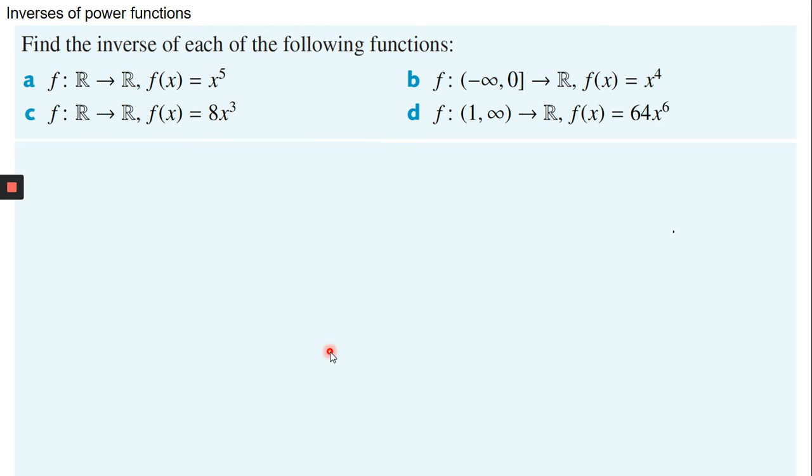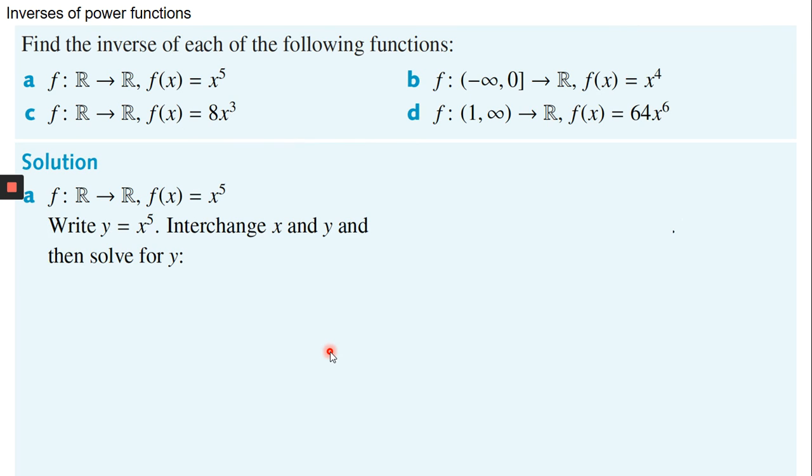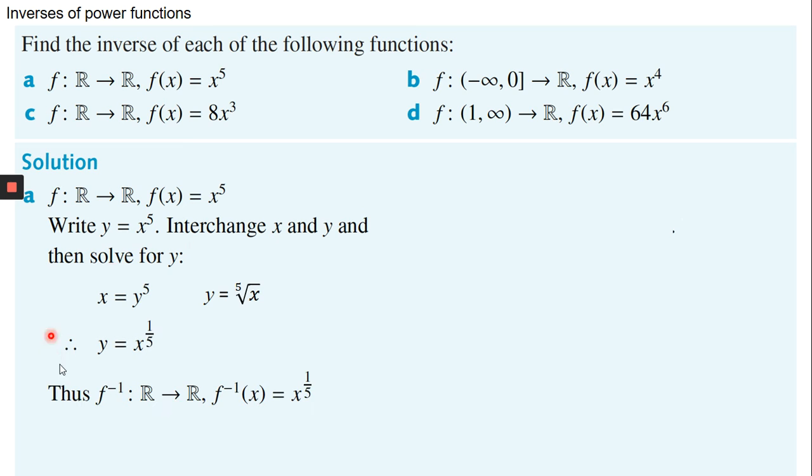Inverses of power functions. This should now be done so much in inverse functions that it should be easy and second nature for you. So write down what we're doing. We're interchanging the x and the y and then solving. So we've got y equals x to the 5. So we solve that, we get y equals the 5th root of x. So when we write the correct notation, the inverse function is x to the 1/5.